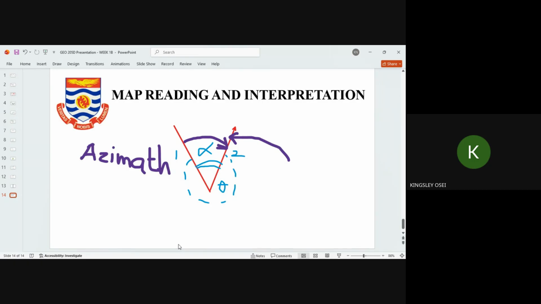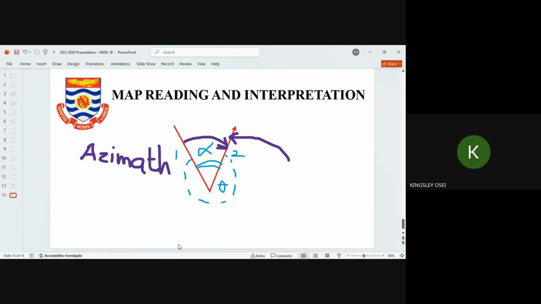In map reading, we read directions. In map reading, we deal with directions at times. We can say a forest is located north of a town. A forest is located on the northeast corridor of a town or a monument. This northeast is a bearing definition, the direction definition. And it is belonging to the second group of definitions for bearing.